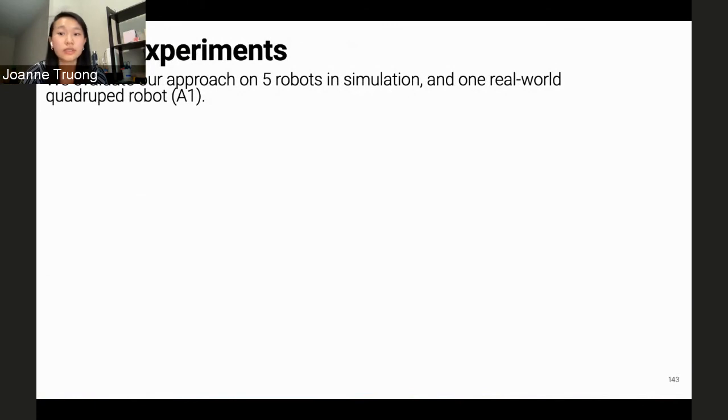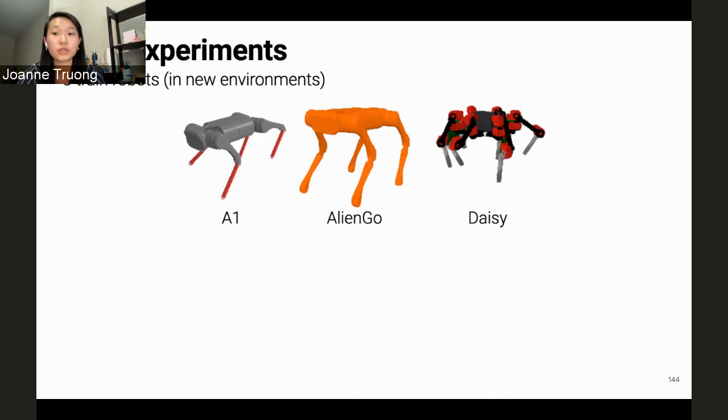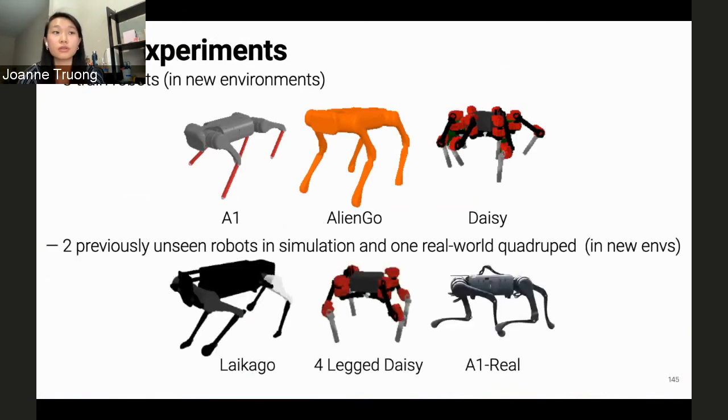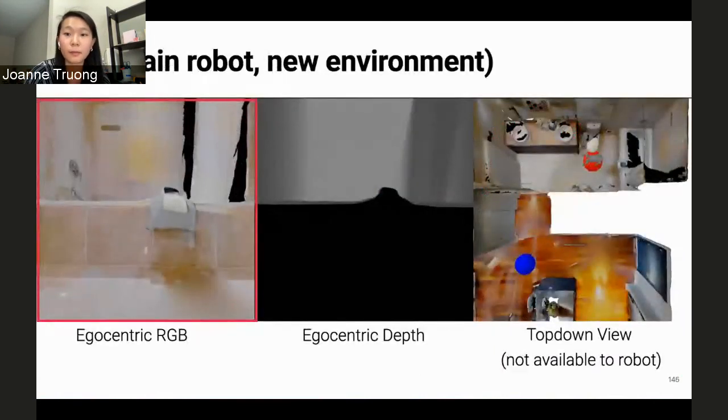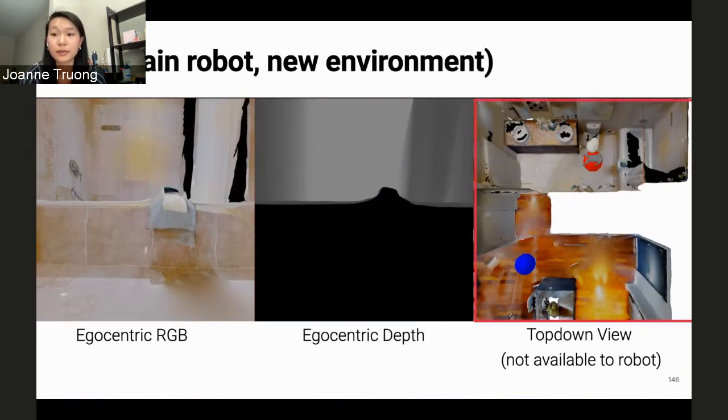And to demonstrate that our policy is able to successfully navigate, we use 5 different legged robots in simulation and 1 real-world quadruped. So specifically, we show results on the 3 robots it was trained on, evaluated in new environments, and also 2 previously unseen robots in simulation and 1 real-world quadruped, and it's all in new environments. So here are some video results. Again, the robot only has access to egocentric RGB image and egocentric depth, and this top-down view is only used for visualization and is not available to the robot.